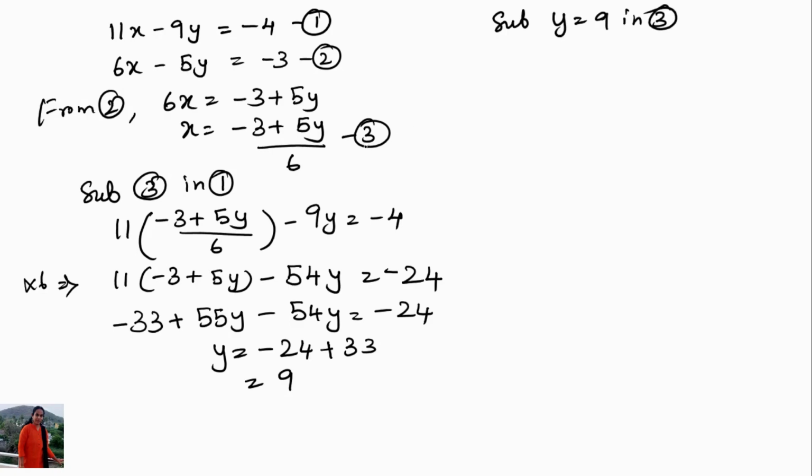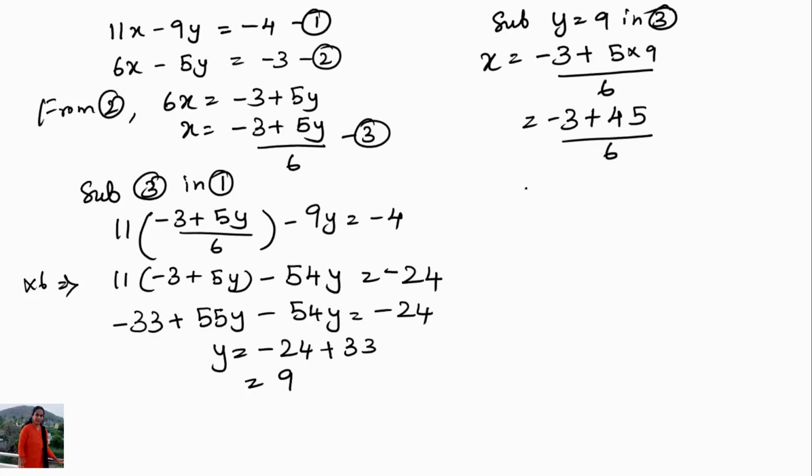So if we substitute in the third equation, x will be equal to minus 3 plus 5 into 9 instead of y, 9, divided by 6. So minus 3, 5 nines are 45, divided by 6. So 45 minus 3 is 42. 42 divided by 6 is 7, since 7 sixes are 42. So x is equal to 7.